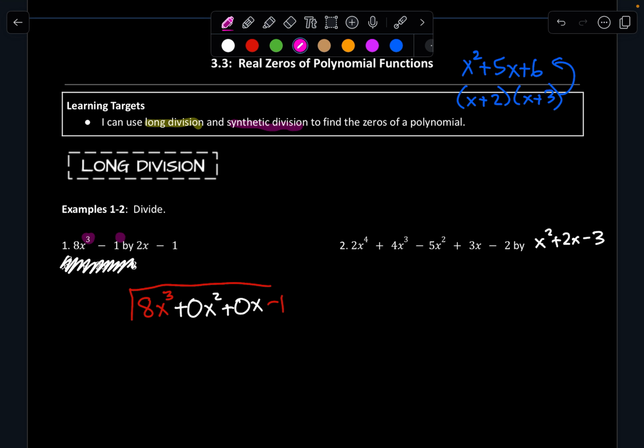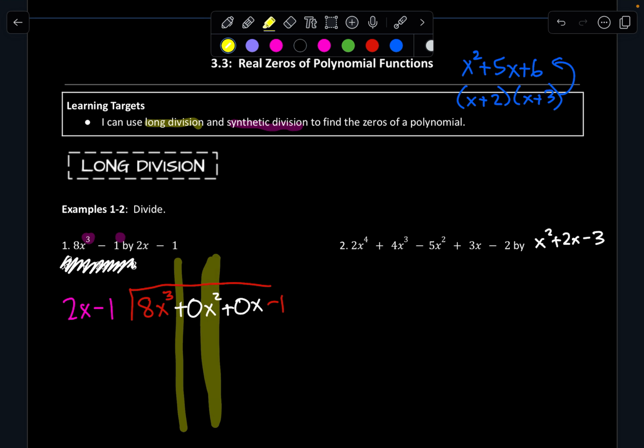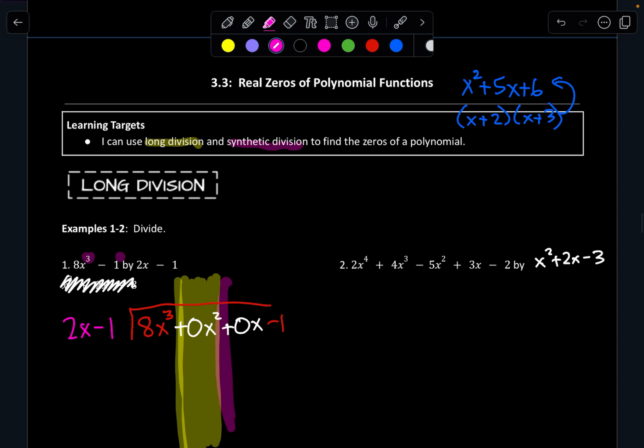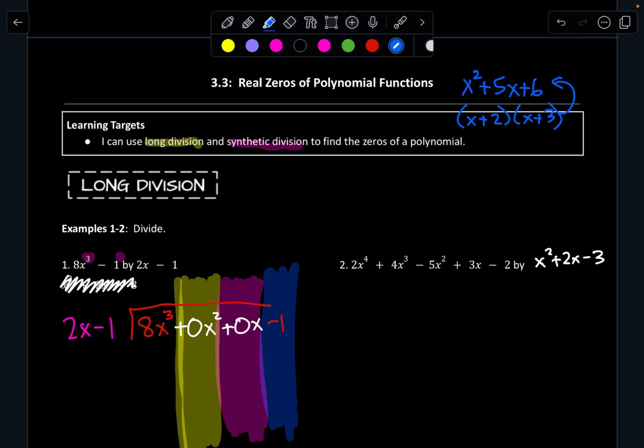Then we're going to take the 2x minus 1 and put it on the outside. This is something that I do, I don't know if all teachers do this, but it's really important with division that you keep lanes together, and that helps you keep like terms together. So I organize these by lane. I'm leaving the first one blank because we're never really going to use it, but I'll just make a lane.